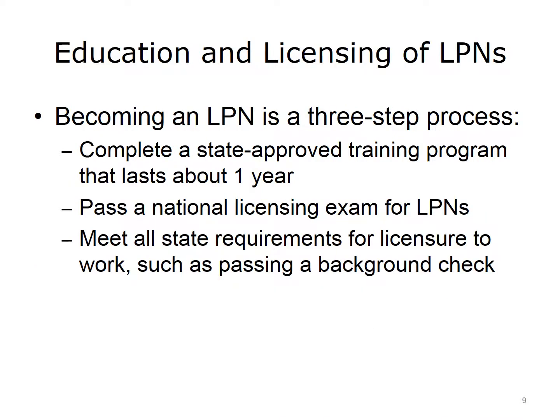There are 3 steps to becoming an LPN in the U.S. First, a student must complete about 1 year of nursing training in a program approved by his or her state. These training programs are offered at institutions such as vocational schools and community colleges. Students study science and nursing in the classroom and also perform supervised hands-on patient care.